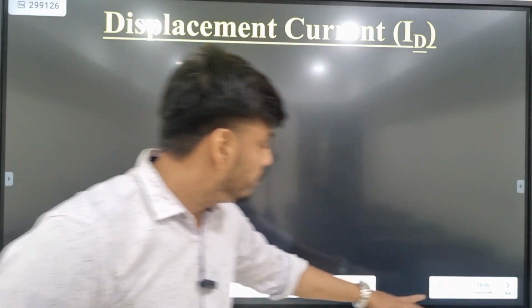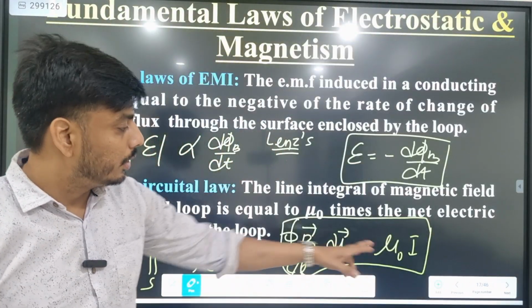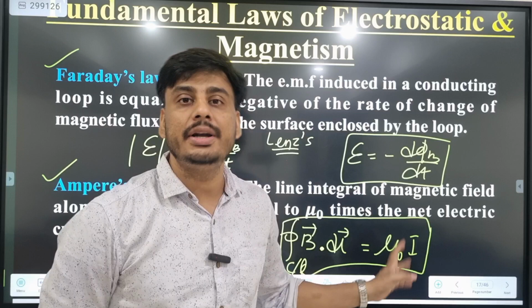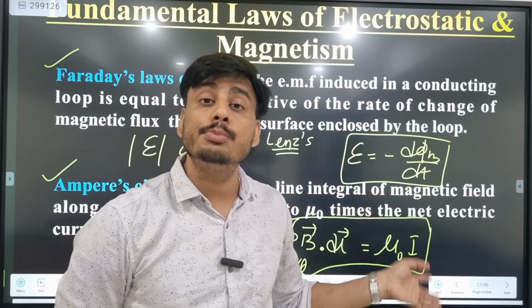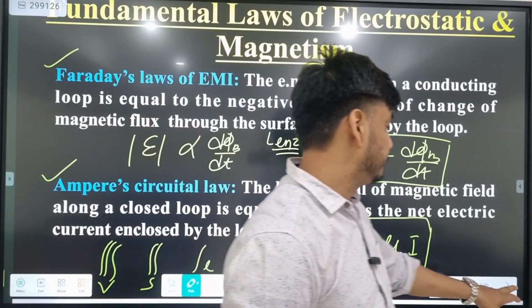Do you remember what mu naught is or not? Mu naught is the magnetic permeability of free space. Similarly, epsilon naught is the permittivity of free space.